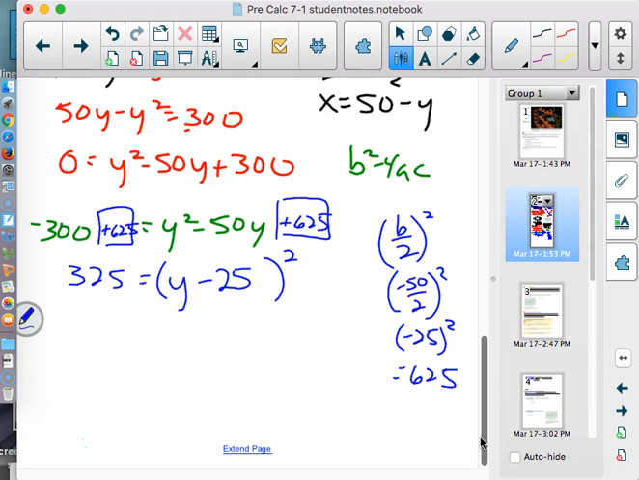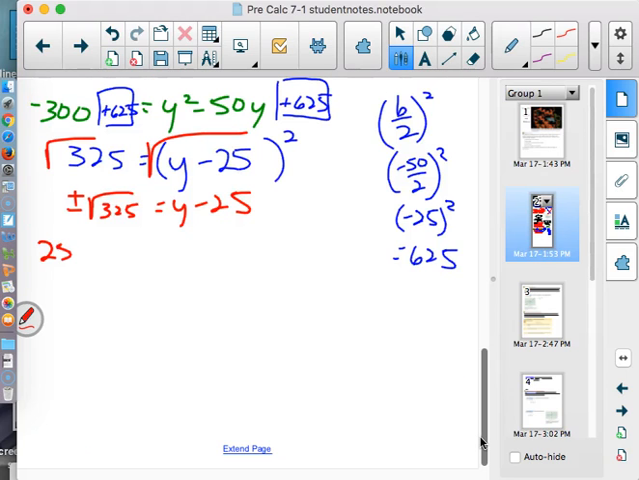The square's been too long. Yeah. How do we get rid of this so we gain access? There you go. Square root both sides. What do you have to be careful of when you square root? Good. And the last step is just adding the 25.